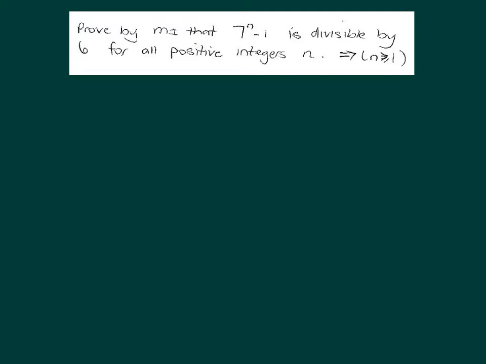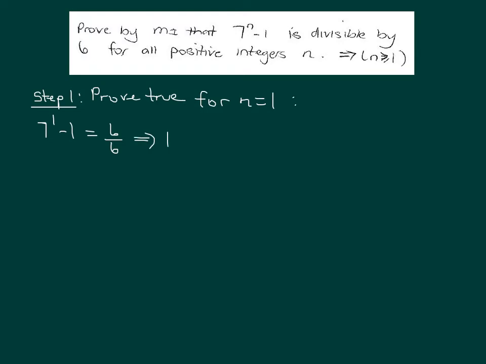Same 3 steps. So step 1 is to prove true for n equals 1. So, if I sub in 1, that's 7 to the 1 minus 1, which is 6, divided by 6, and that does equal an integer. We know it's divisible. We know that equals 1. Therefore true for n equals 1.